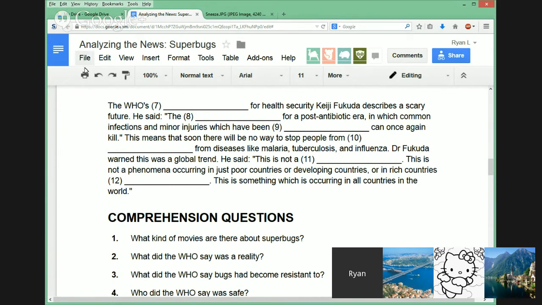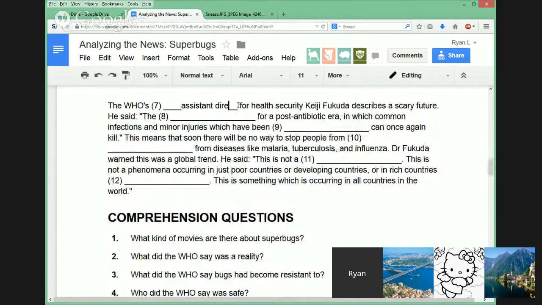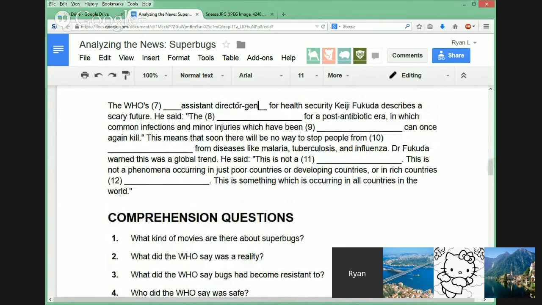Okay, so let's start with our first section. And let's see if Asma, would you be able to fill in the blanks for us? I didn't listen very well, maybe only the first line. Okay. The whole Assistant Direction General for Health Security. You're almost exactly right. Assistant Director General. Good. All right.